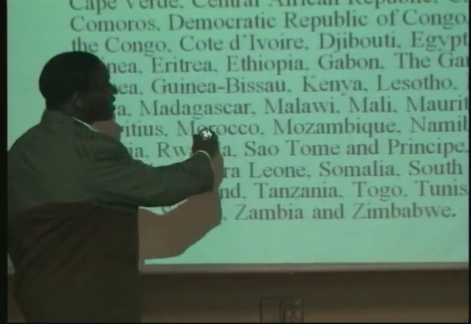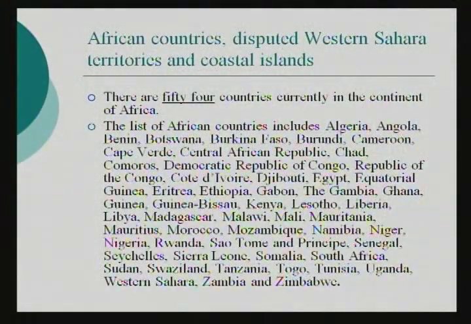We have 54 countries. Thank you for trying, those who said 53. And out of these 54 countries, some of them are disputed, like Western Sahara, territories that are counted as countries. And also we have the coastal highlands that are also counted to make it 54 countries. And if you want to name all these countries, they are all here that make Africa.